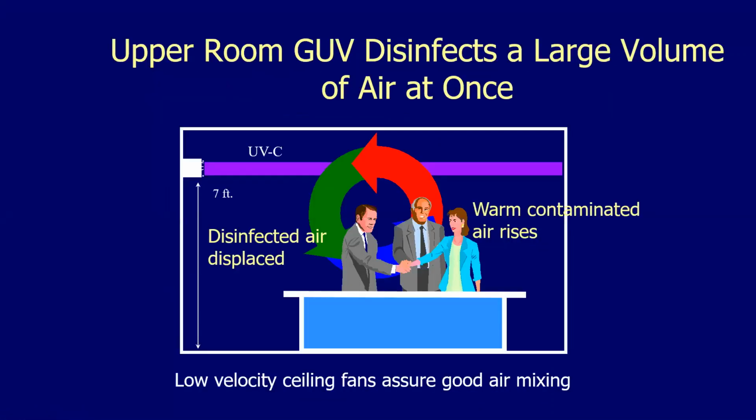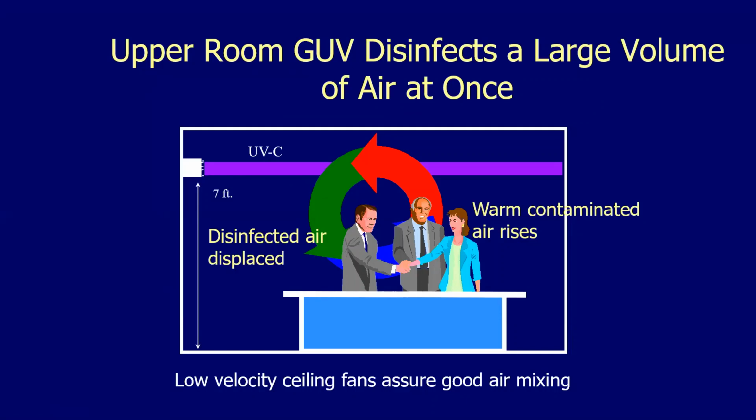So again, the principle here is that warm air floats up into the upper room by convection, or can be mixed with a ceiling fan, which we recommend. And an upper room fixture like the one you saw disinfects that air above people's heads. The reason it's so much better than an air cleaner is that it irradiates a large volume of air at once in the upper room. And the air mixing between the upper room and lower room throughout the entire area of the room is also more efficient.